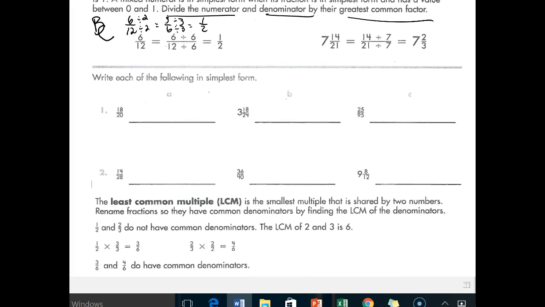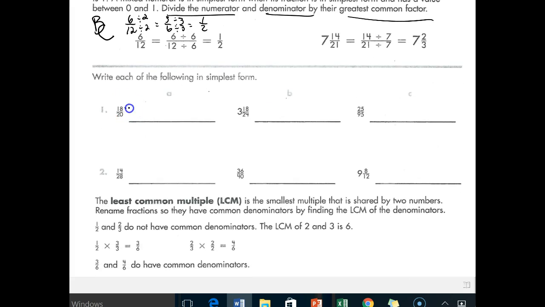So let's start off with 1a. The greatest common factor for 18 and 20 happens to be 2. So I divide them both by 2. I get 9 over 10. I can't simplify that anymore. That's my answer.